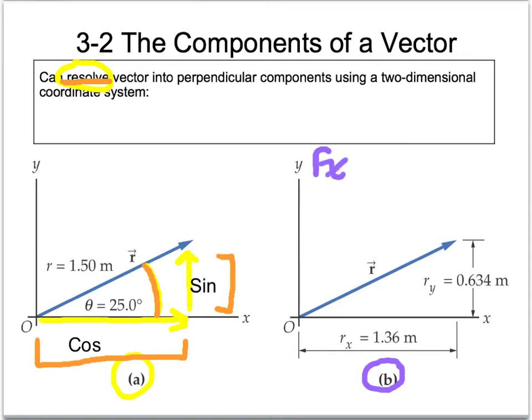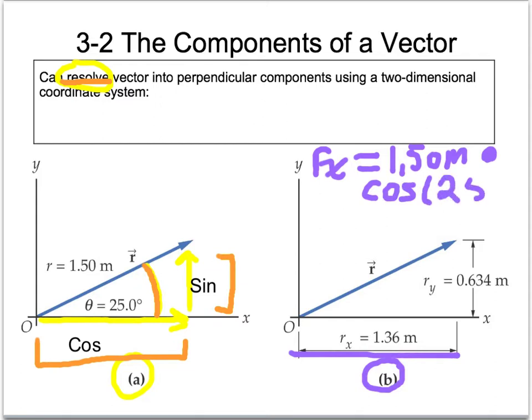Rx, or the horizontal x component right here, I got by taking the length of the vector, 1.5 meters, and multiplying it by the cosine of the angle between the vector and the x-axis, 25 degrees. So 1.5 meters cosine 25 degrees. For the purposes of resolving vector components, degrees are fine. You don't need to use radians at this point. And if you don't know what that means, it's okay. If you do know what that means, stick with degrees for now.